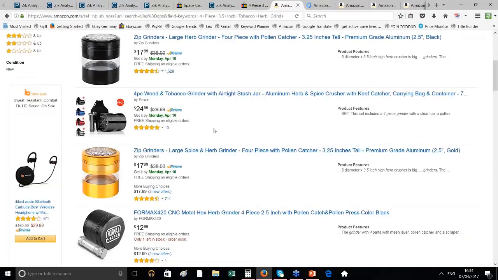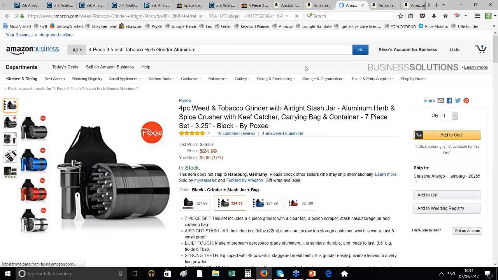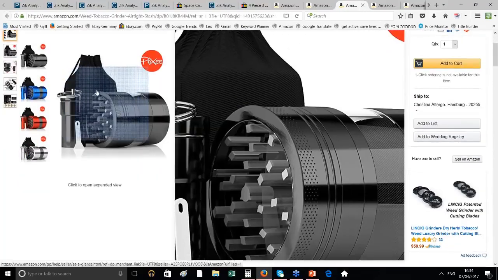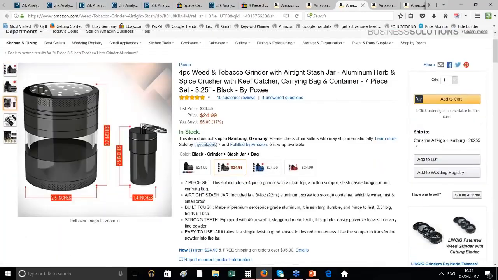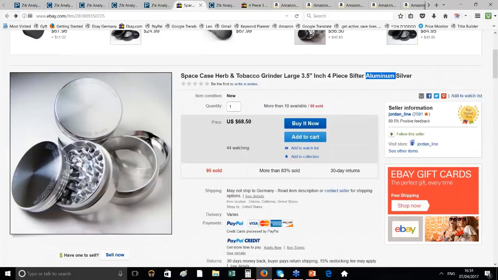And the one that fits is this one. Okay, 3.25. Alright. Look, a beautiful photo. Photos are very important, okay? There is a beautiful photo. It's made from aluminum. It's 3.25 and it's just $24.99. Okay, now this guy used this title and he sold it for $68.